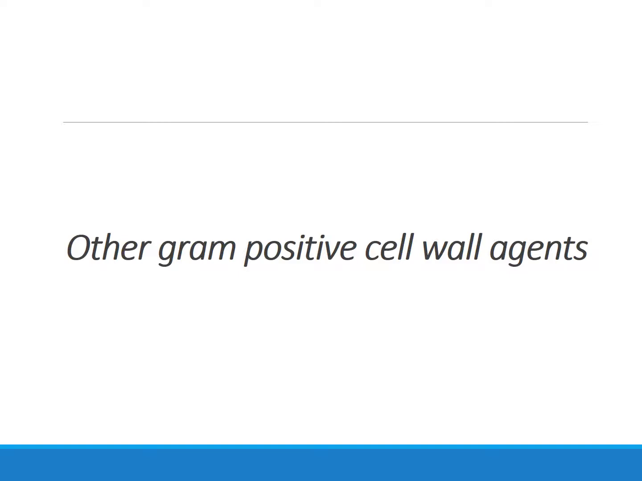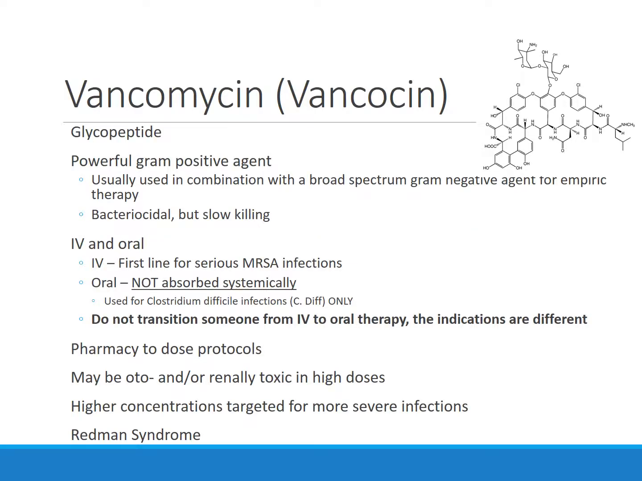These are other gram-positive cell wall agents, so these aren't beta-lactams. They can work similarly. Remember, vancomycin has a similar mechanism to beta-lactams. It just works at a slightly different site. All right, vancomycin, or vanco, is a really powerful gram-positive agent. I think people think about vancomycin as a broad-spectrum antibiotic. It's really not. It really just covers gram-positives, but it's a good MRSA agent. So I like to think about vanco as purely MRSA coverage for most things.